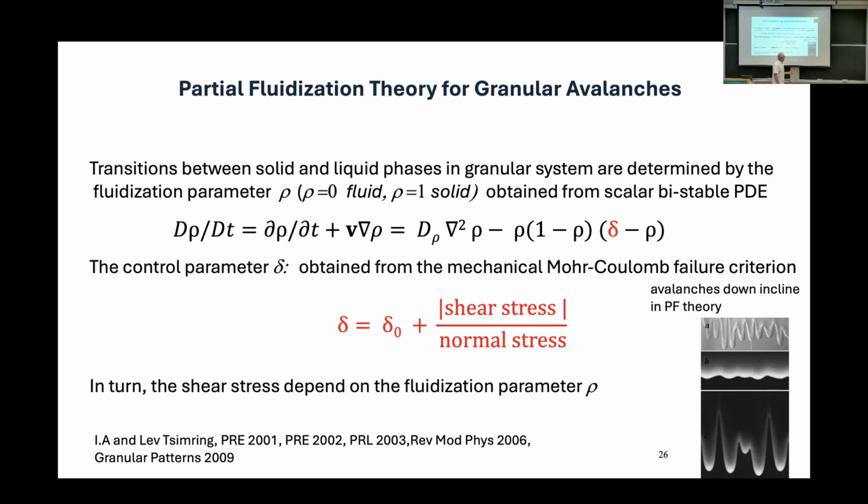And then we use the same order parameter equation to describe the transition, where the parameter delta, the same as for the phase field description, depends on the shear stress and the Mohr-Coulomb failure condition. And this actually was quite a successful description, and now it's used in granular matter. We published quite a number of papers about it. The most recent ones were a Reviews of Modern Physics article and a monograph, Granular Patterns.